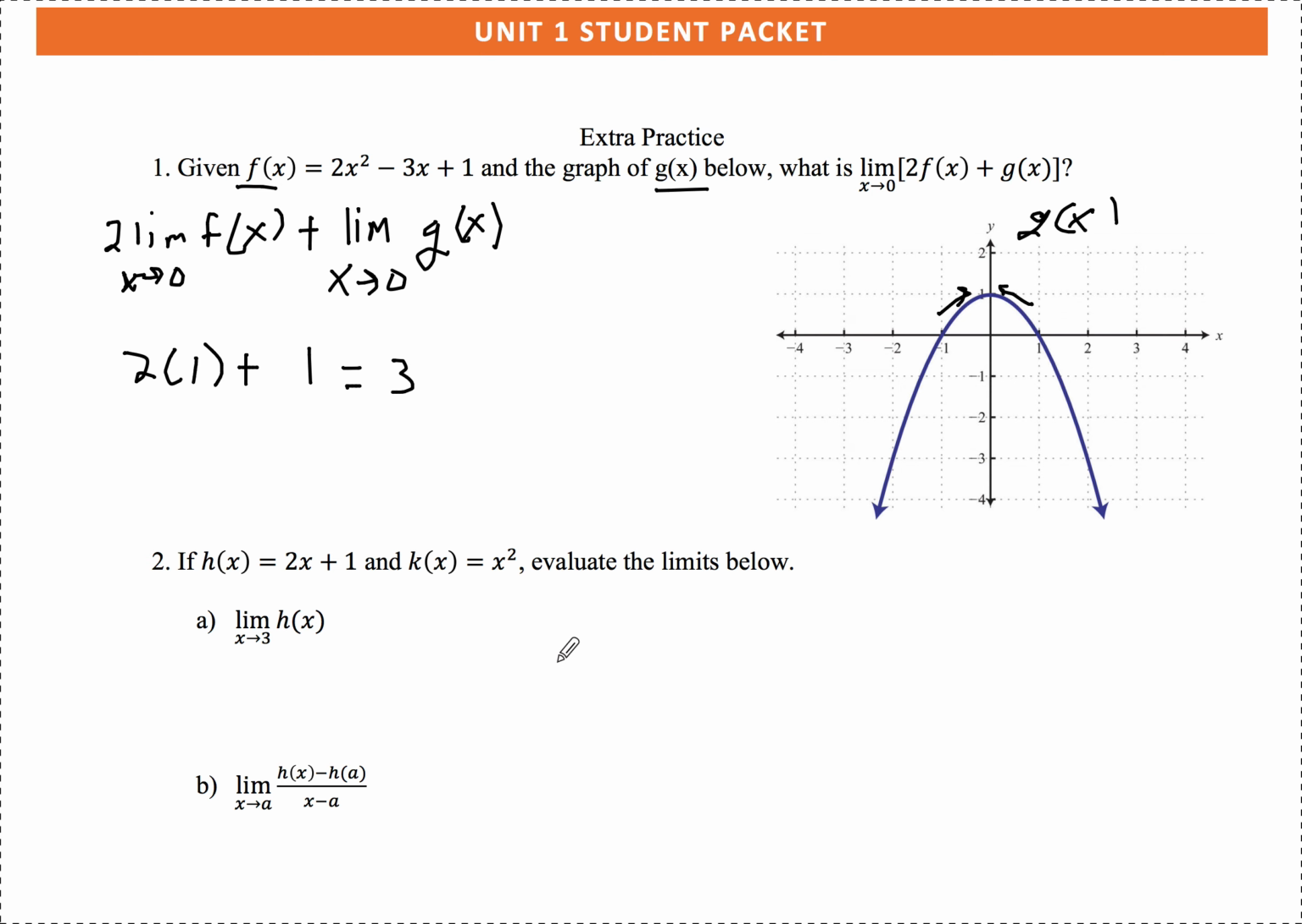All right. So now we have h of x given here. We have k of x, which is x squared, and we want to evaluate the limits down here. The limit as x approaches 3 of h of x. Well, h of x is just this function here. That's not too bad. It's a linear function as x approaches 3 of 2x plus 1. I plug in, and that'll give me 7. We were able to do that by direct substitution.